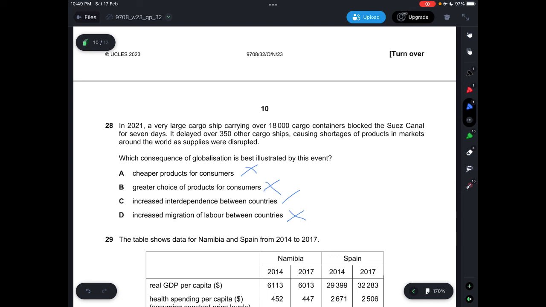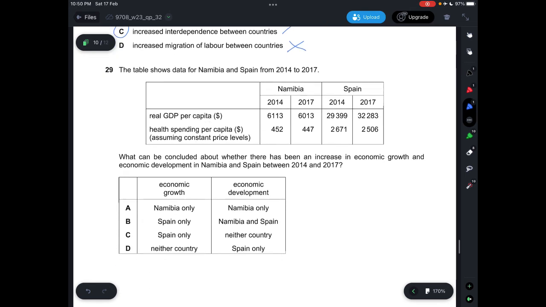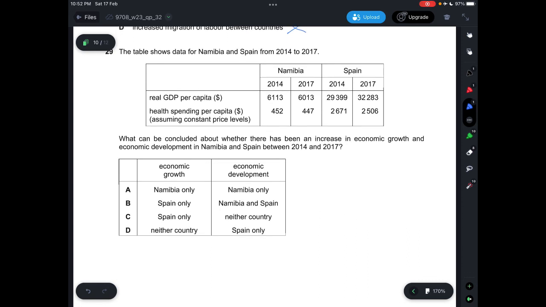But then for globalization, the advantages would be you'll be able to get cheaper products because the other country can produce it at a cheaper cost. You may have more options, and then you'll be able to increase migration of labor because people from this country can work in another country, and so on and so forth. So answer is C. Okay, for question 29, the table shows data for Namibia and Spain from 2014 to 2017.